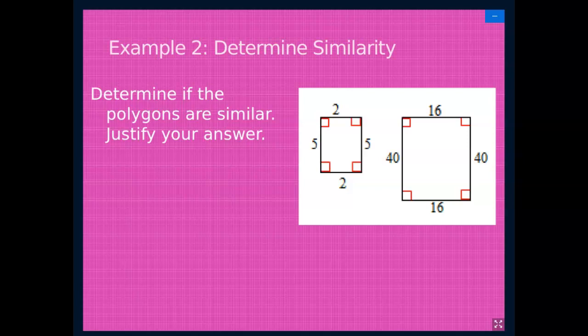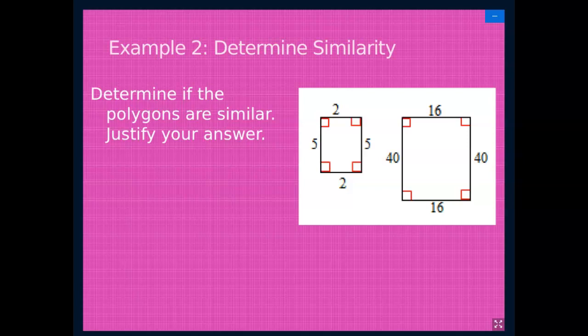So similar figures, the first thing you want to do is look at the angles. So we'll notice that both of these shapes have 90-degree angles. Therefore, the angles are congruent. So similar shapes have to have congruent angles. And then the sides need to be proportional.